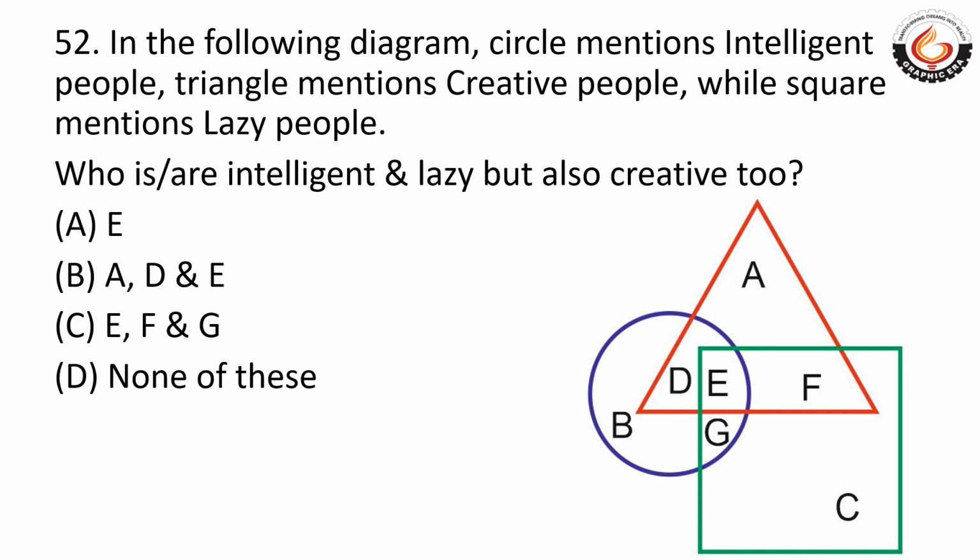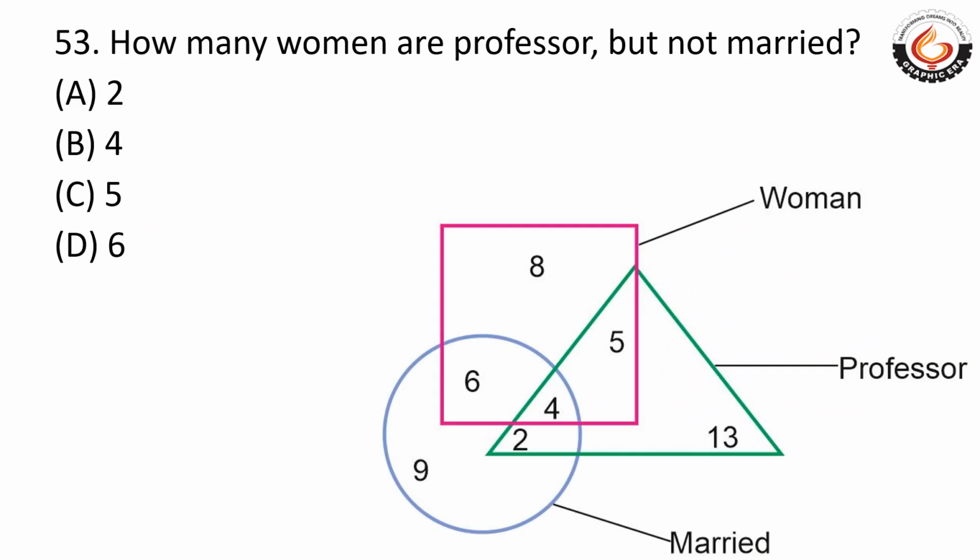Intelligent, lazy but creative. So intelligent B, D, E and G. Lazy also. So B and D will be eliminated. So we are left with E and G. Creative also. G is not creative. So we are left with option E only. Option A is the correct one.